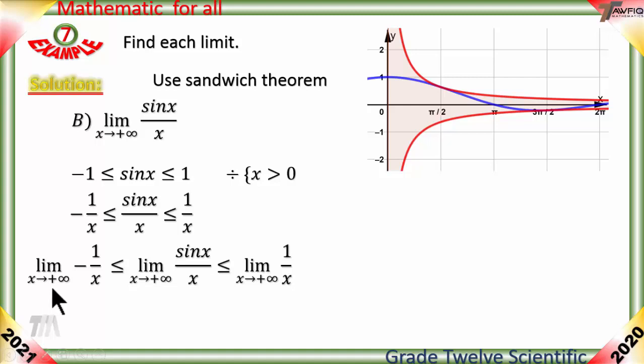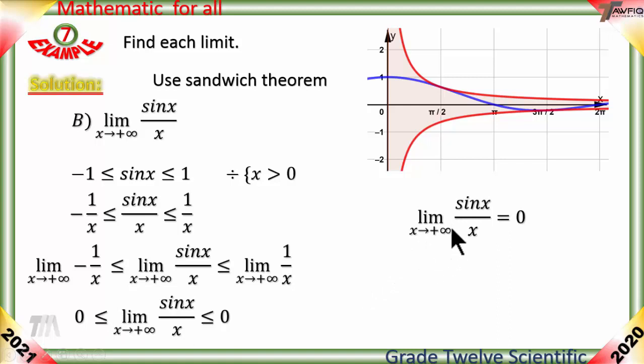Limit when x approaches positive infinity of minus 1 over x, limit when x approaches positive infinity of sine x over x, and limit when x approaches positive infinity of 1 over x. This one is equal to 0 and this one is equal to 0. Because both sides are 0, that means the limit of x approaching positive infinity of sine x over x is equal to 0 according to the sandwich theorem.